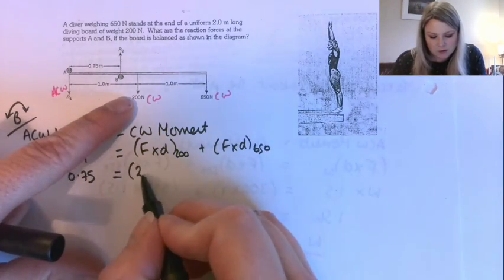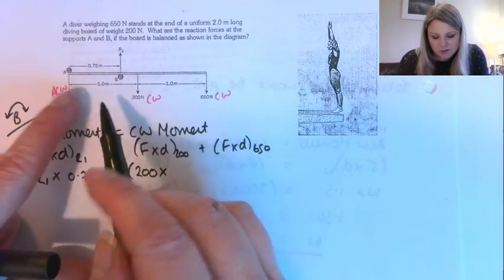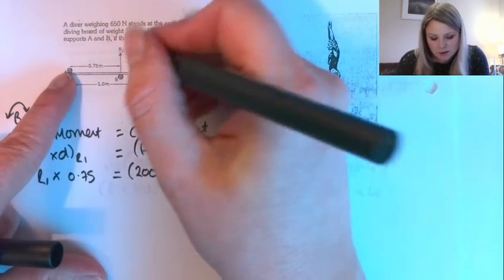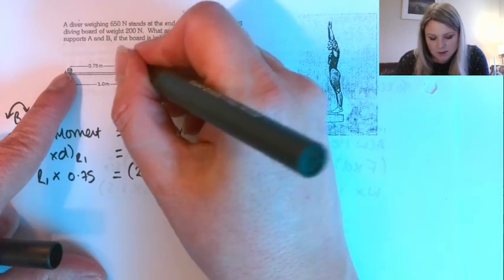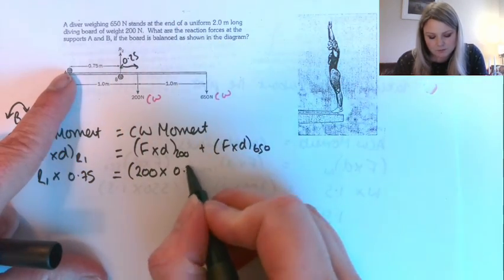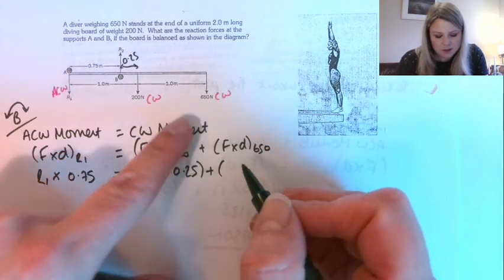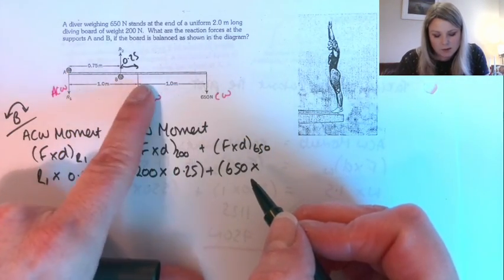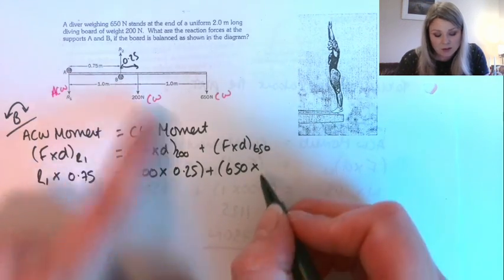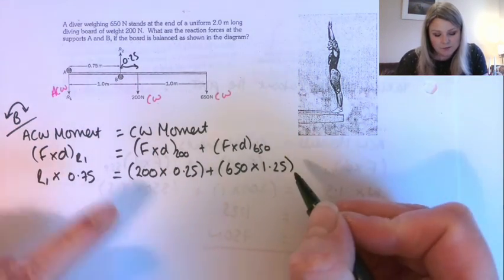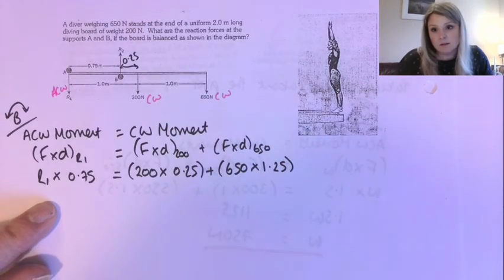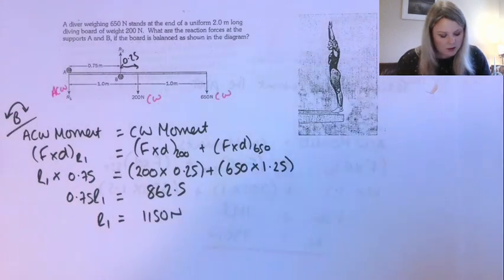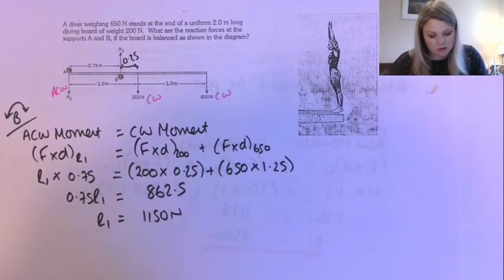This one, 200. Now we have to figure out this distance. See the way that's 1 meter and that one's 0.75? Well, this wee distance here must be 0.25. Plus force times distance for this one, 650. Distance to the pivot is going to be this 1 meter plus this 0.25, so 1.25. And then I'll just do the rest of the maths here to solve for R1. There we go. So that's what we've got for R1.